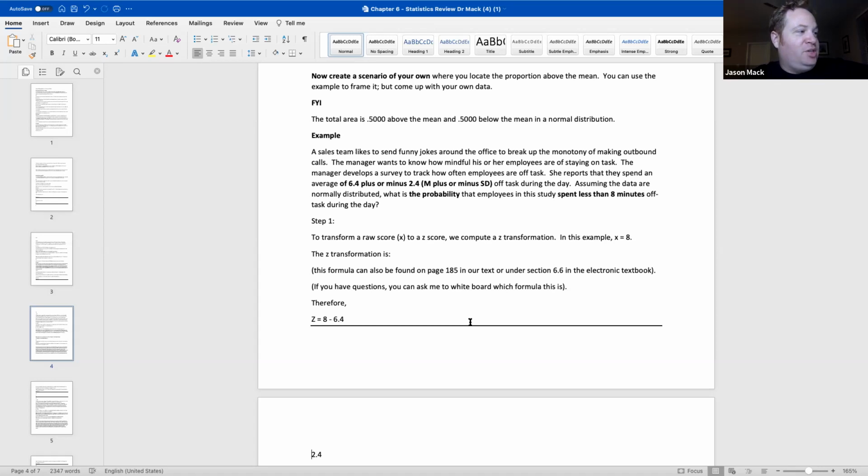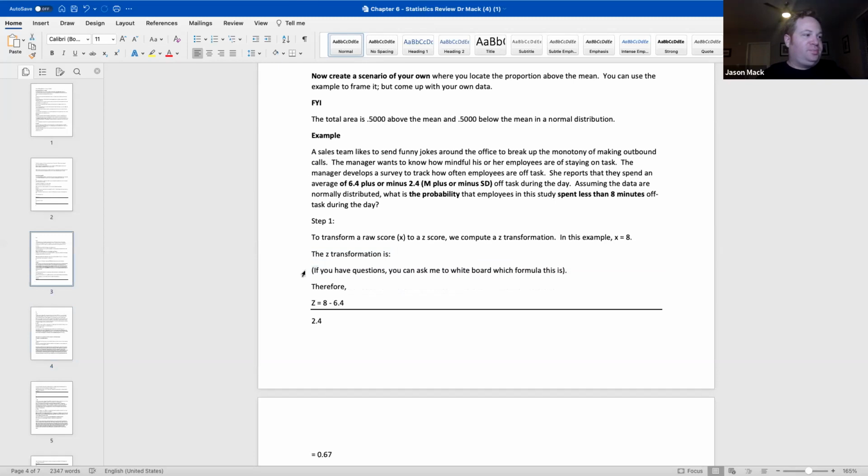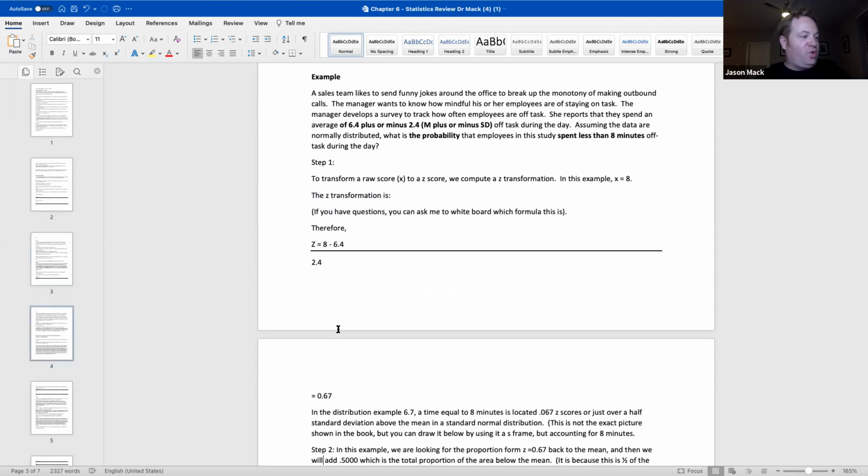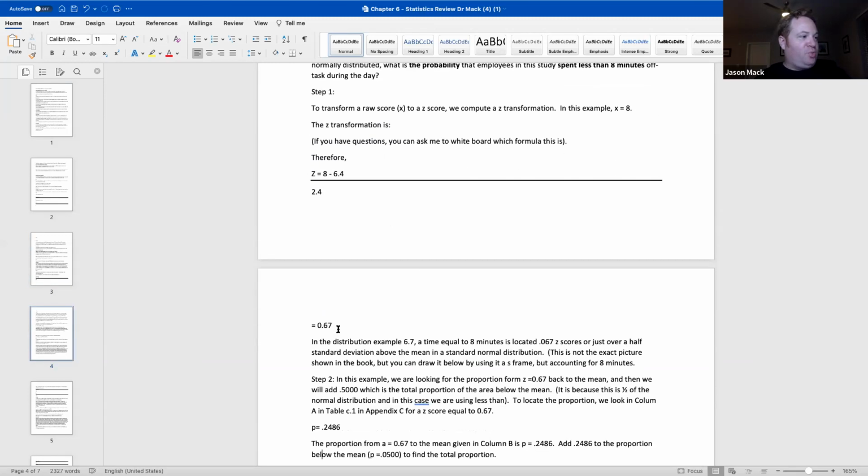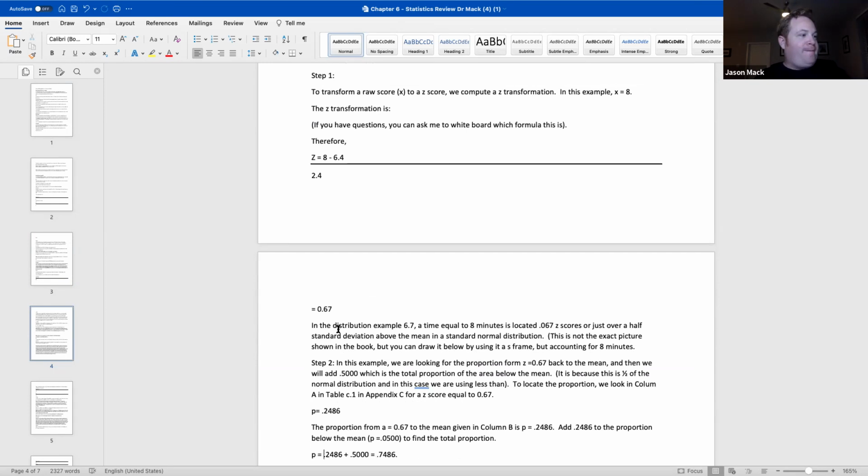So we start by transforming the raw score x to a z-score. We compute the z transformation. In this example, x equals 8. Remember that z equals x minus M divided by the standard deviation. Therefore, z is equal to 8 minus 6.4 divided by 2.4, which is equal to 0.67. In the distribution, a time equal to 8 minutes is located 0.67 z-scores, or just over half a standard deviation, above the mean in a standard normal distribution.